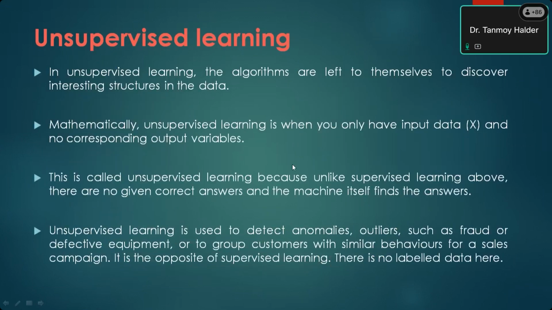Okay, now the next one is unsupervised learning. In case of unsupervised learning, actually no such label data is present. Label data is not present. That means I will not inform the machine that this is an apple and this is an orange or this is a carrot. I will not inform.